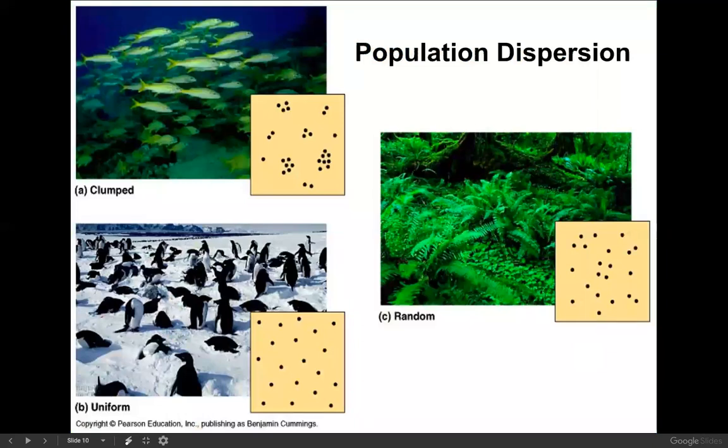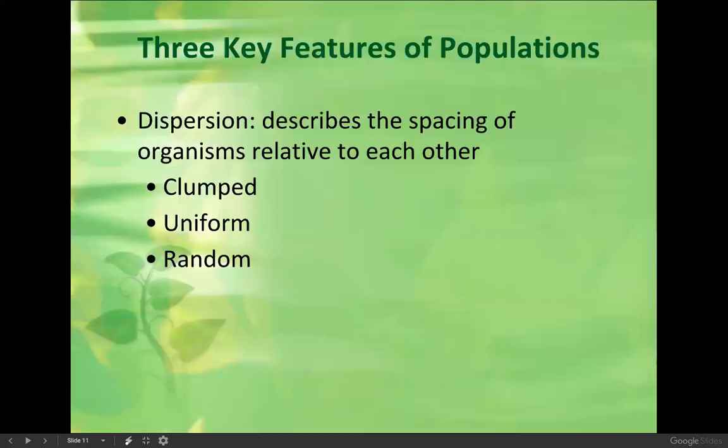This is the dispersion pictures, right? If you look at the dispersion, the clumped version, you have a lot in one area and then not many in other areas. So it could be something to that effect. That's what clumped is. You have a uniform distribution, so they're evenly spread out throughout the entire area. And then you can have random, where there are some here, some there, and that kind of thing.